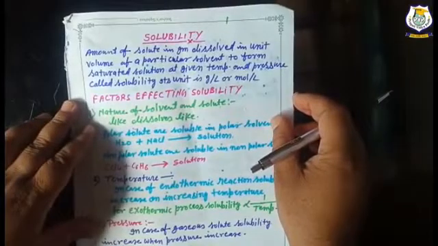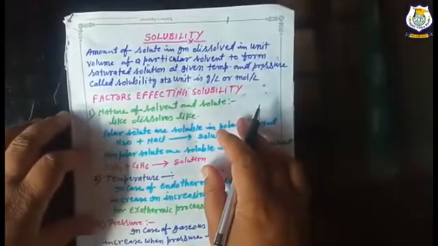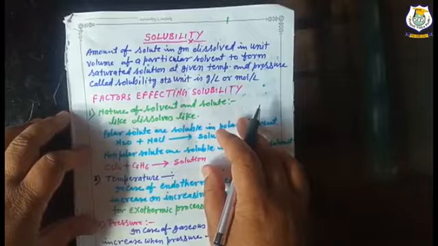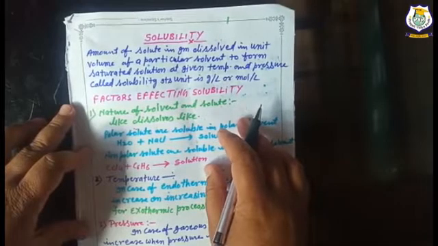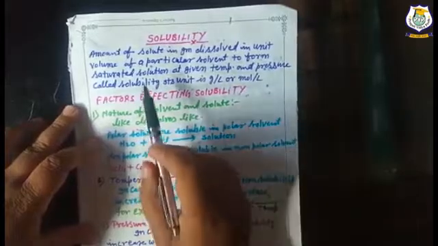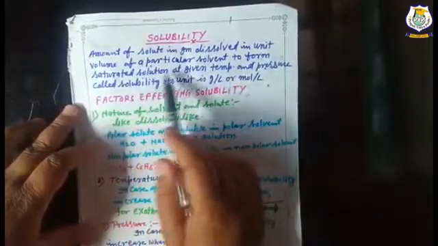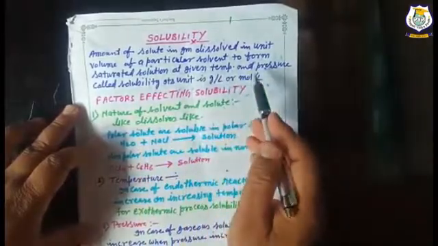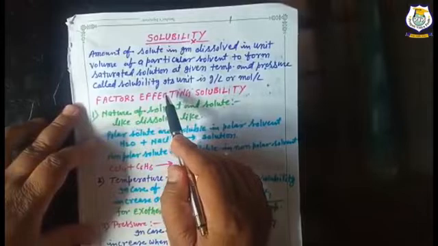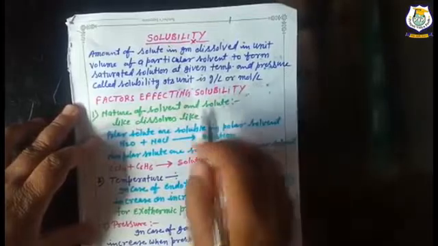Today I will explain another remaining topic of solution: solubility, Henry's law, vapor pressure, Raoult's law, and ideal and non-ideal solutions. First of all, we explain solubility. The amount of solute in gram dissolved in unit volume of a particular solvent to form a saturated solution at a given temperature and pressure is called solubility. Its unit is gram per liter or mole per liter.